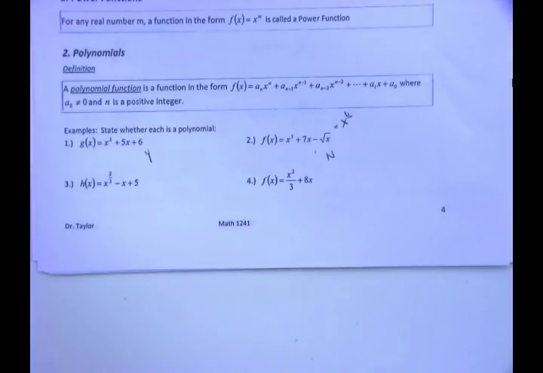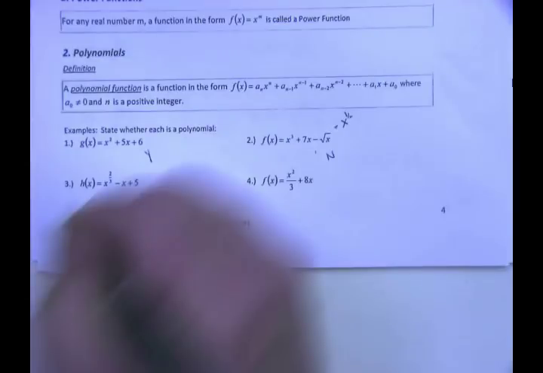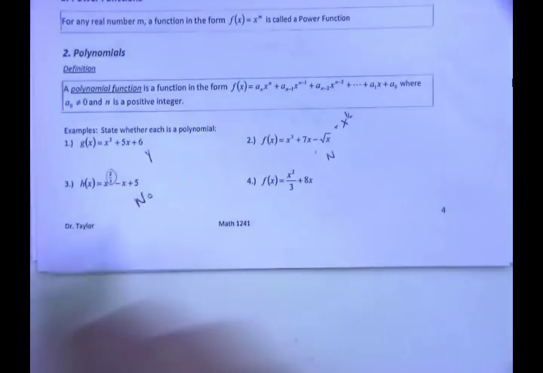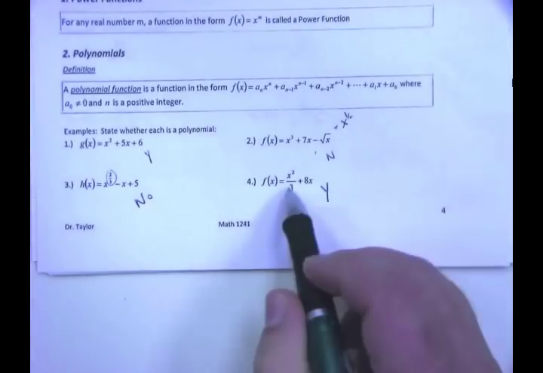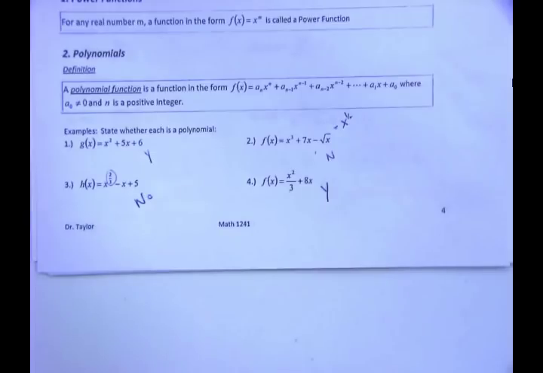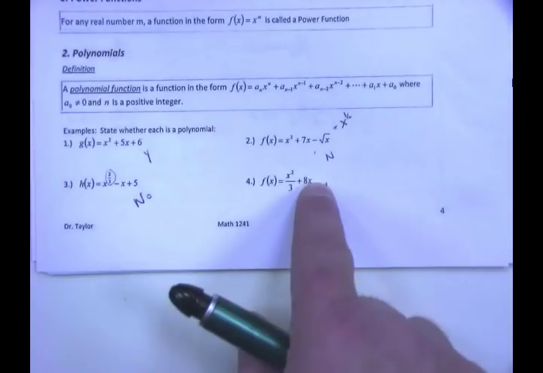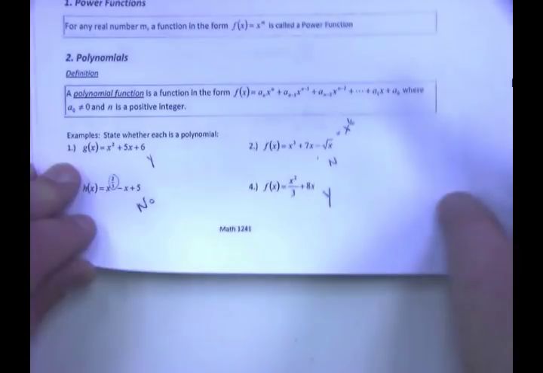Number 3. Is this guy a polynomial? Yes or no? The answer is no. Why? You've got that 2/3. That is not an integer. It violated the rule. What about number 4? Yes or no? Yes, it is. I know there's a 3 on the bottom, but that's just a constant. That means it's a 1/3 out front. You don't care about the coefficients. Your focus is on the powers of x. This is x squared. This is x to the first. So this guy is a polynomial. Does that make sense? All right.